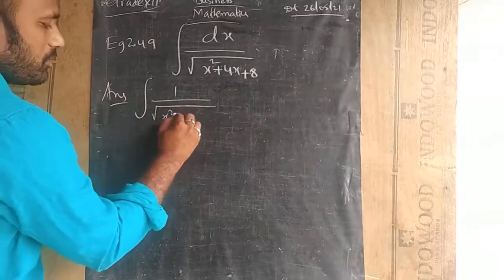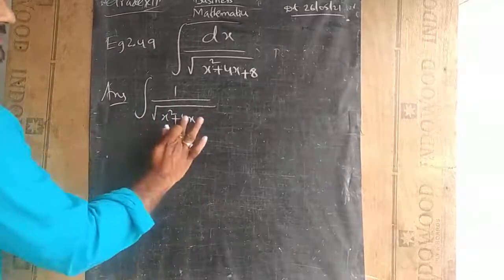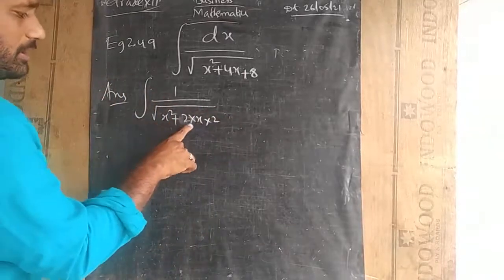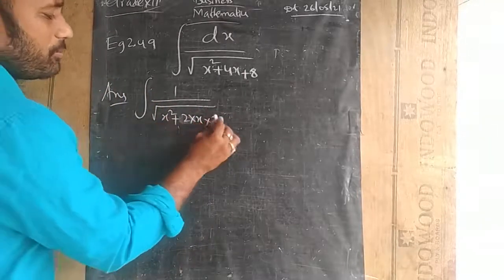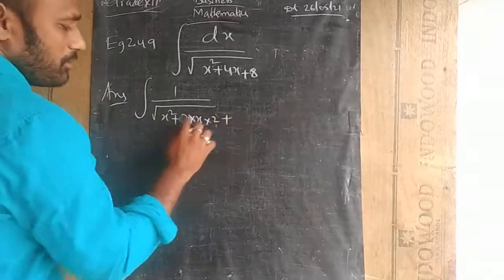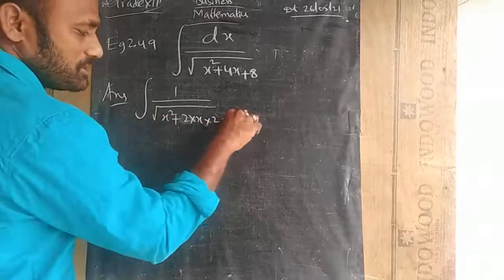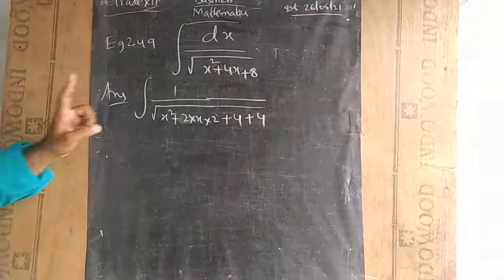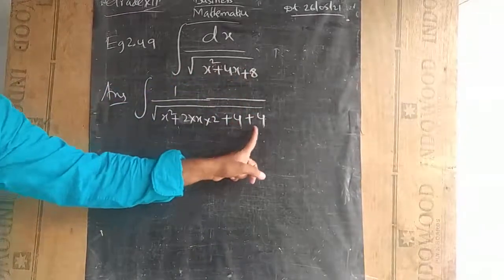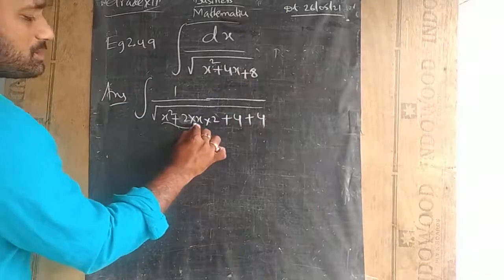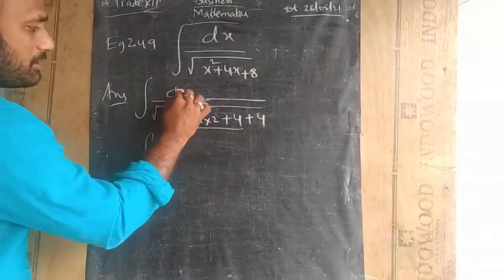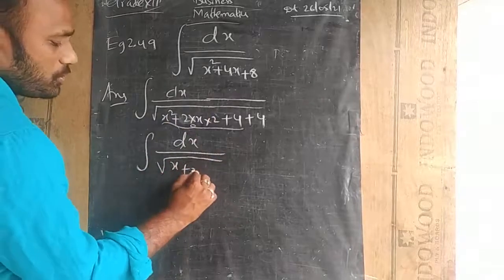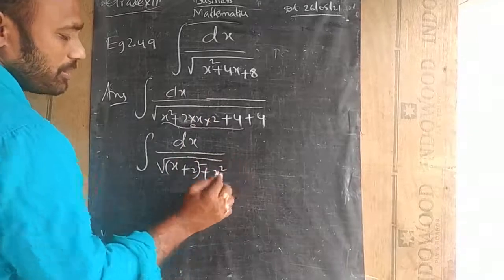So x square, 4x. We can write 4x as 2ab, 2 into x into 2. So the b value I got is 2. Then I have to write b square, which is 4, plus 4. I am writing 8 in such a way that it is 4 plus 4. Now this combination will give us the integral dx by root of (x plus 2) whole square plus 2 square.